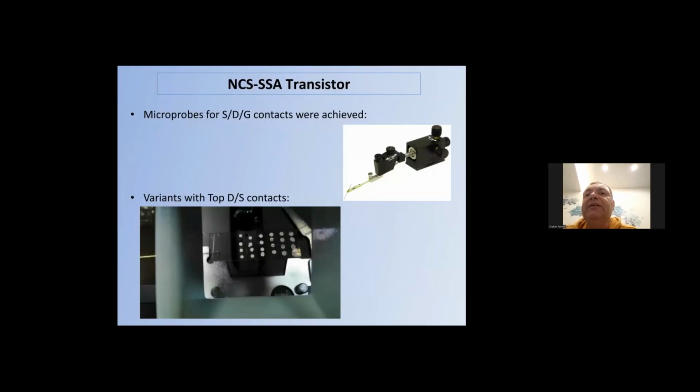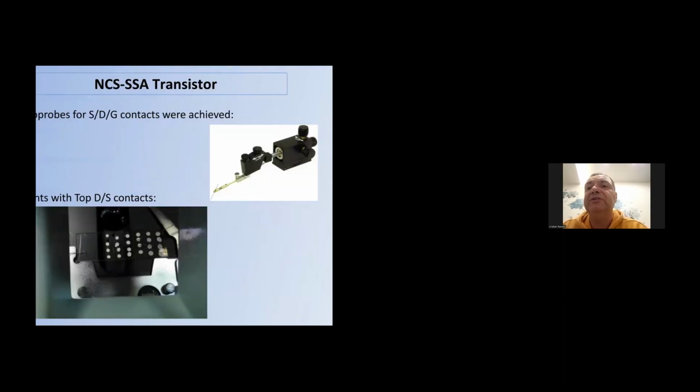For the source-drain contacts, we have used this micropositioner, and also at the bottom you see we tried to construct variants with the deposition of some top drain and source contacts, multiple contacts, to use them from time to time. But they belong to different structures and strategies to study this material.